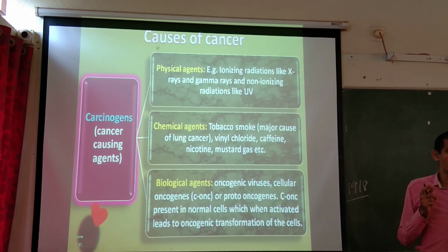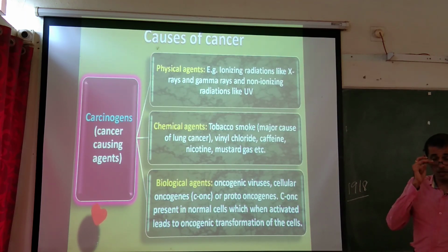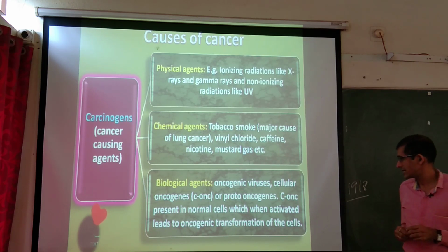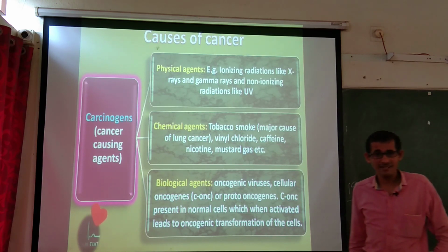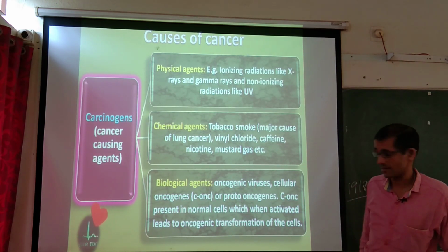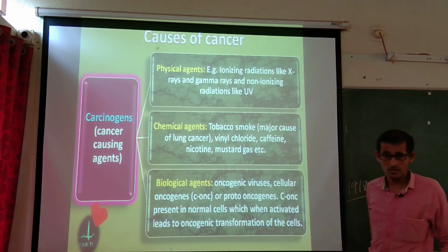These are the major chemical constituents under these carcinogens. Then biological agents. Now biological agents: oncogenic viruses, viruses that are going to cause cancer, they are called oncogenic viruses. Remember, oncogenic viruses.